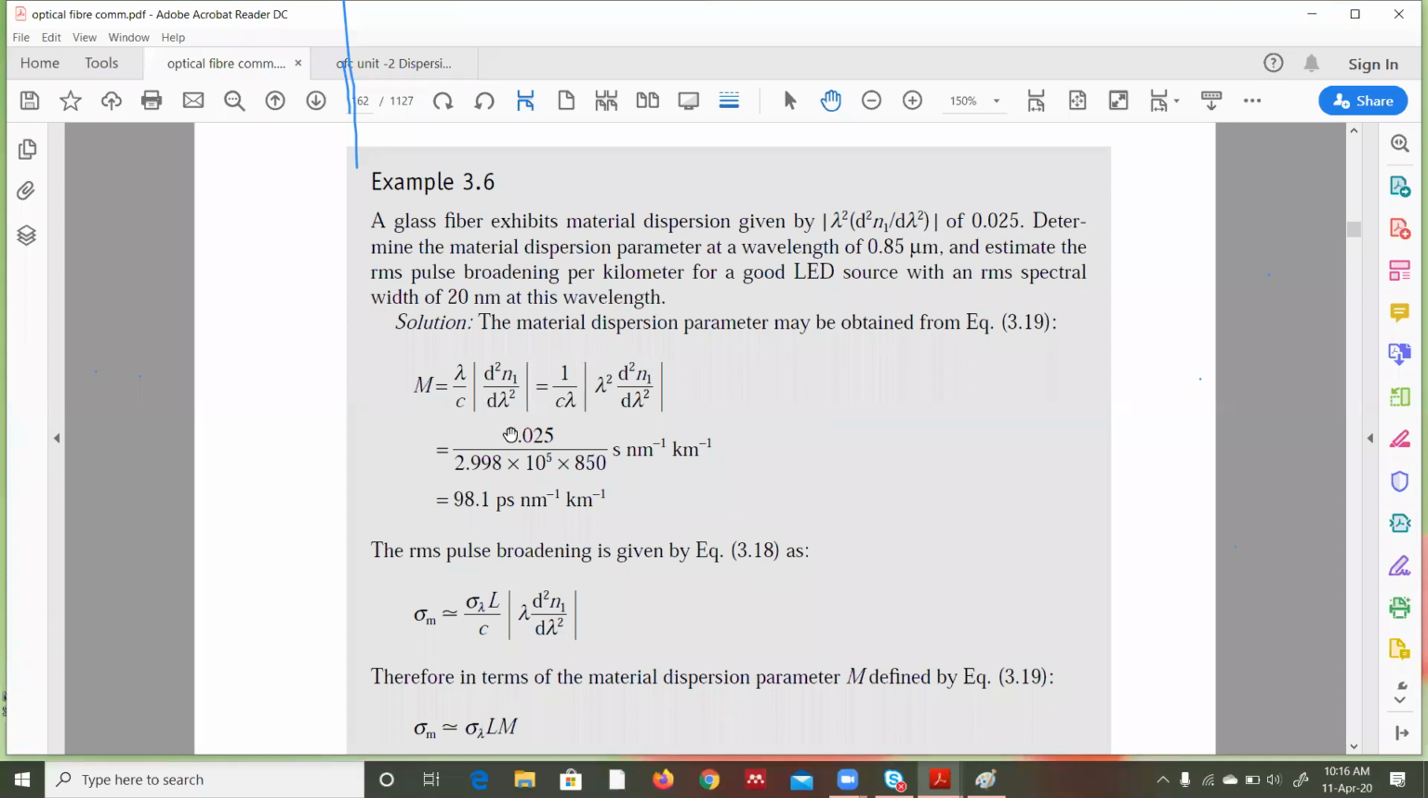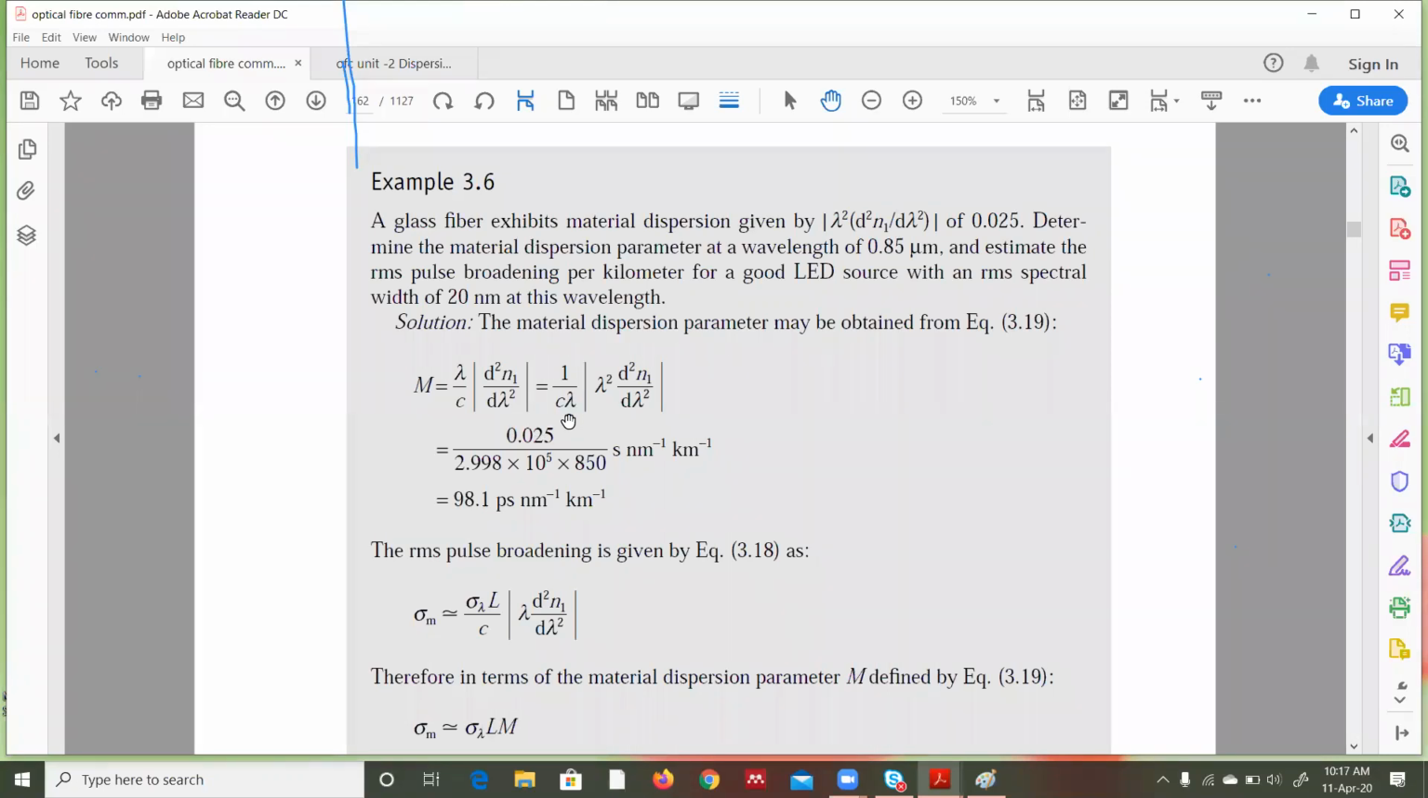So let me rearrange this expression in terms of lambda square d square n1 by d lambda square. So you have to rearrange the M expression in terms of the given expression. You just multiply and divide the expression by lambda so that it gets rearranged as 1 by c lambda into lambda square d square n1 by d lambda square. And this term is given as 0.025. You can substitute that 0.025 divided by c.